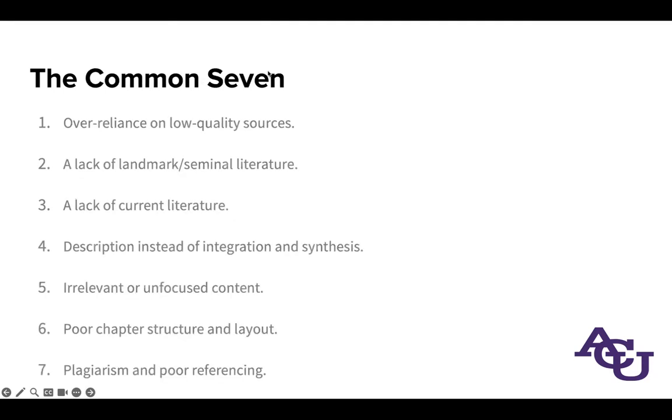Now, here are 7 common types of errors that crop up all the time in literature review paragraphs. First is an over-reliance on low-quality sources. So for example, unless you were doing media studies, you probably don't want to rely on descriptions of research that have been written up in, say, a local newspaper or even a national newspaper like the New York Times.